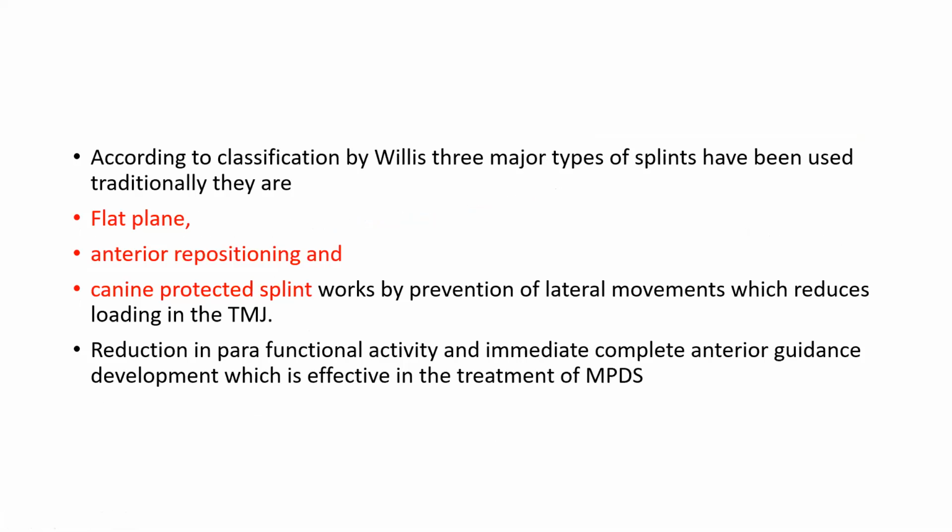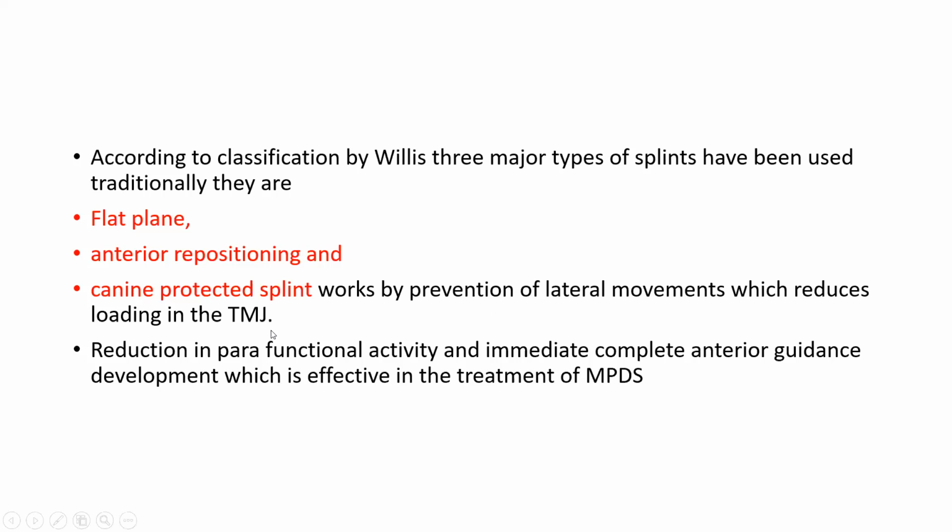Also, Willis et al. have classified the occlusal splint into three types: the flat plane, the anterior repositioning splint, and the canine protected splint. In the canine protected splint, the splint has an added acrylic portion in the region of the canine, and this added portion helps in the prevention of excessive lateral movement, and thus helps in the reduction of the loading of the temporomandibular joint.